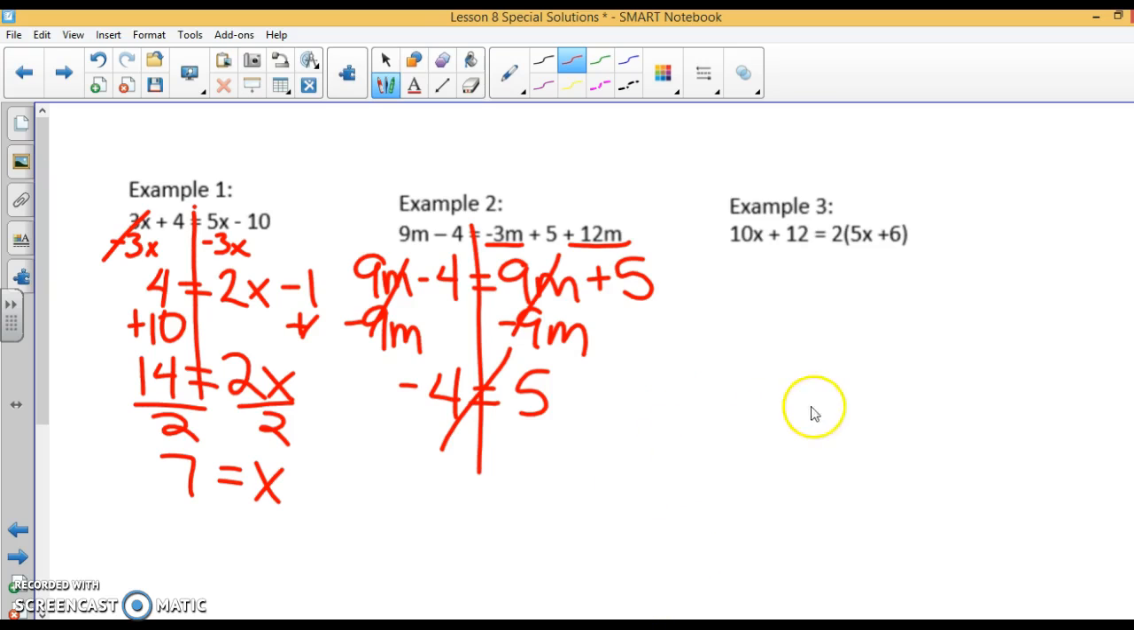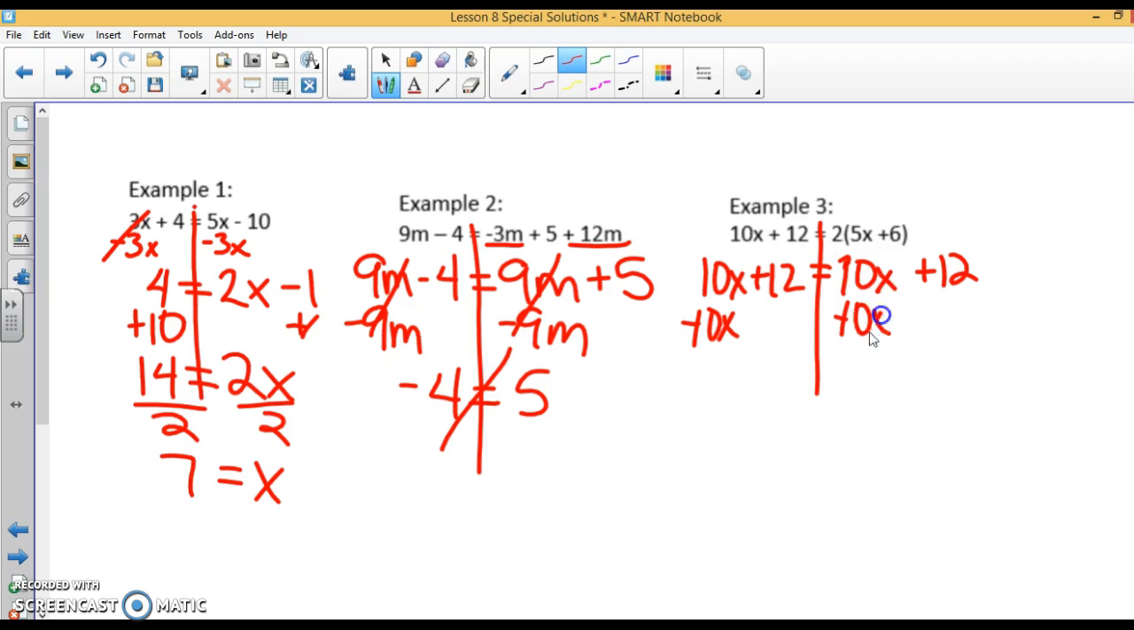Moving on to example 3. I have 10x plus 12 equals 2 times the quantity 5x plus 6. So solving this, on this side I'll have 10x plus 12, but we have to distribute on this side. So 2 distributed in, so 2 times 5x gives me 10x, and 2 times 6 gives me 12. And if we just notice right there, they're the same on both sides. Because if I was to subtract my 10x to get my variable on one side, I'd still get 12 equals 12. So the same thing on both sides.